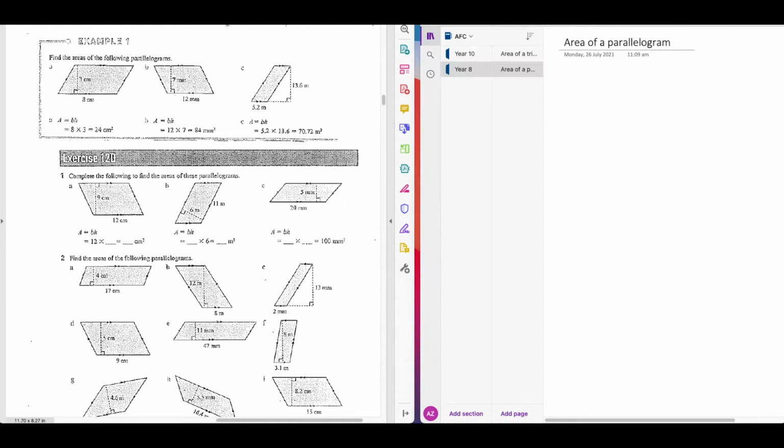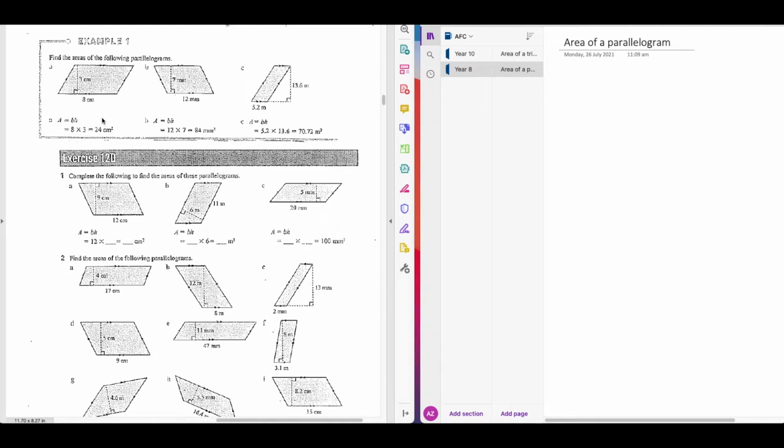Welcome back everyone. In this video we're going to go through how to find the area of a parallelogram, and like the previous topic on the area of a triangle, this topic will also be relatively straightforward. There's only one area formula that you have to remember: the area is equal to the base times the height.